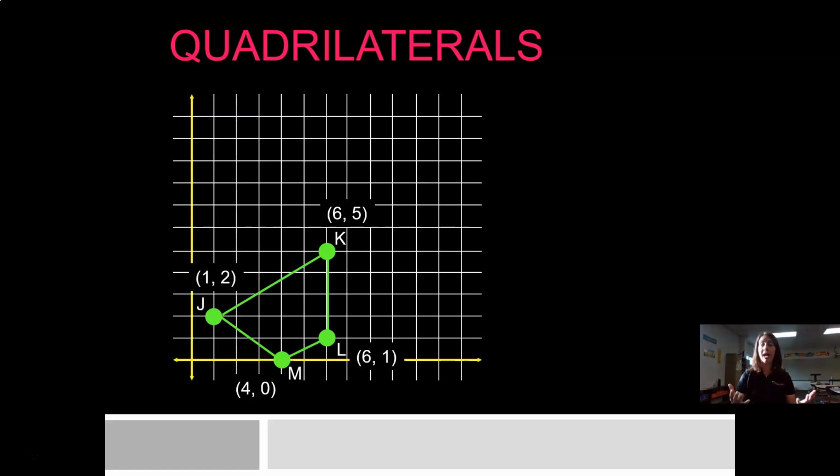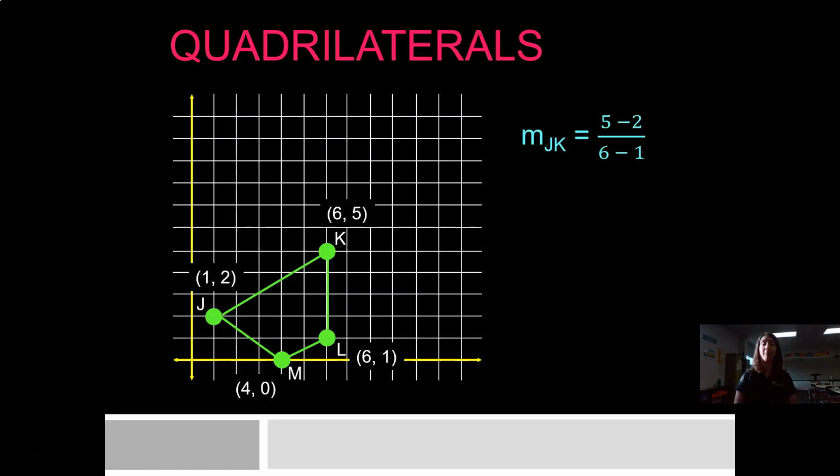How do I prove? How do I show that this is a trapezoid? I need to show that I have one set of parallel sides. So what I'm going to do to start the question here is I'm going to begin with the pieces that are slanted across the top and across the bottom. To show that they're parallel, I need to identify their slope.